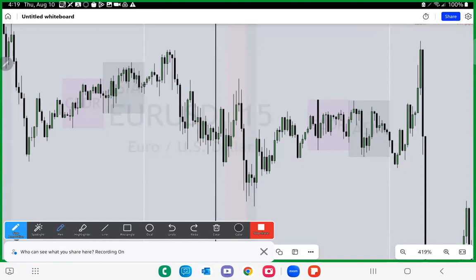Here's the London session, Judas swing above Asia. We have expansions. This black line is marking your 7 a.m. opening price, right? 7 a.m. We have a little inducement. Come back inside the range in the New York session.